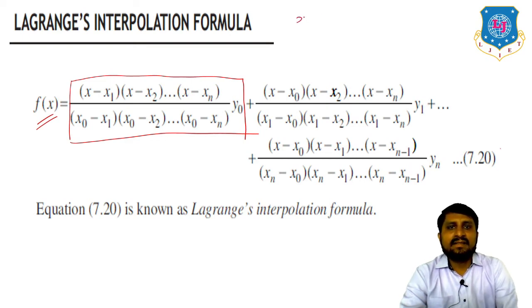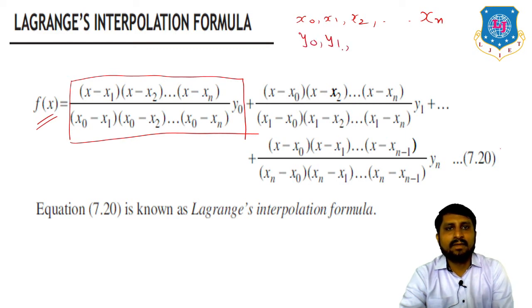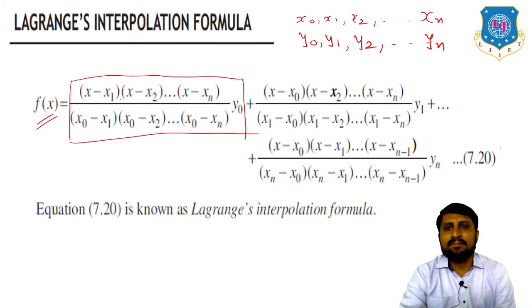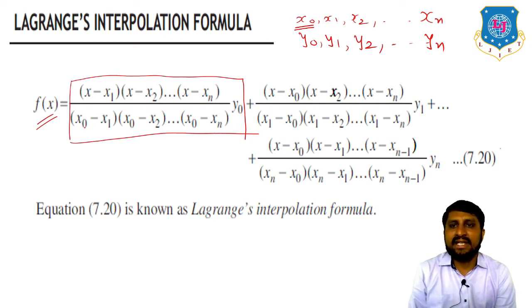Clearly the values of x are x0, x1, x2 up to xn, and the values of y are y0, y1, y2 up to yn, as we discussed earlier. So in the first step, x0 is missing in the numerator: x minus x1, x minus x2, up to x minus xn. And now in the denominator, instead of x, you just take x0: x0 minus x1, x0 minus x2, up to x0 minus xn, and multiply with y0. In the first term you multiply with y0.